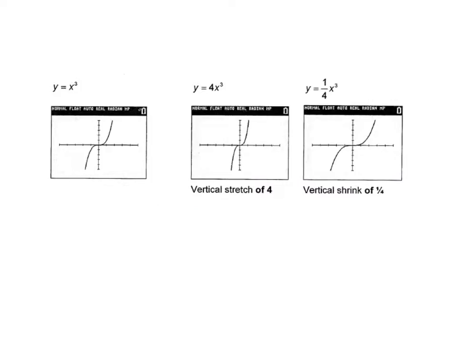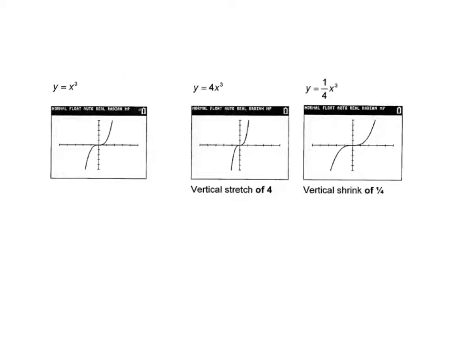Numbers applied to a function can cause the function to stretch or shrink. When a number, which we call a, is multiplied on the outside of a function, a vertical stretch or shrink occurs. If a is greater than 1, it's a stretch. If a is less than 1, it's a shrink.